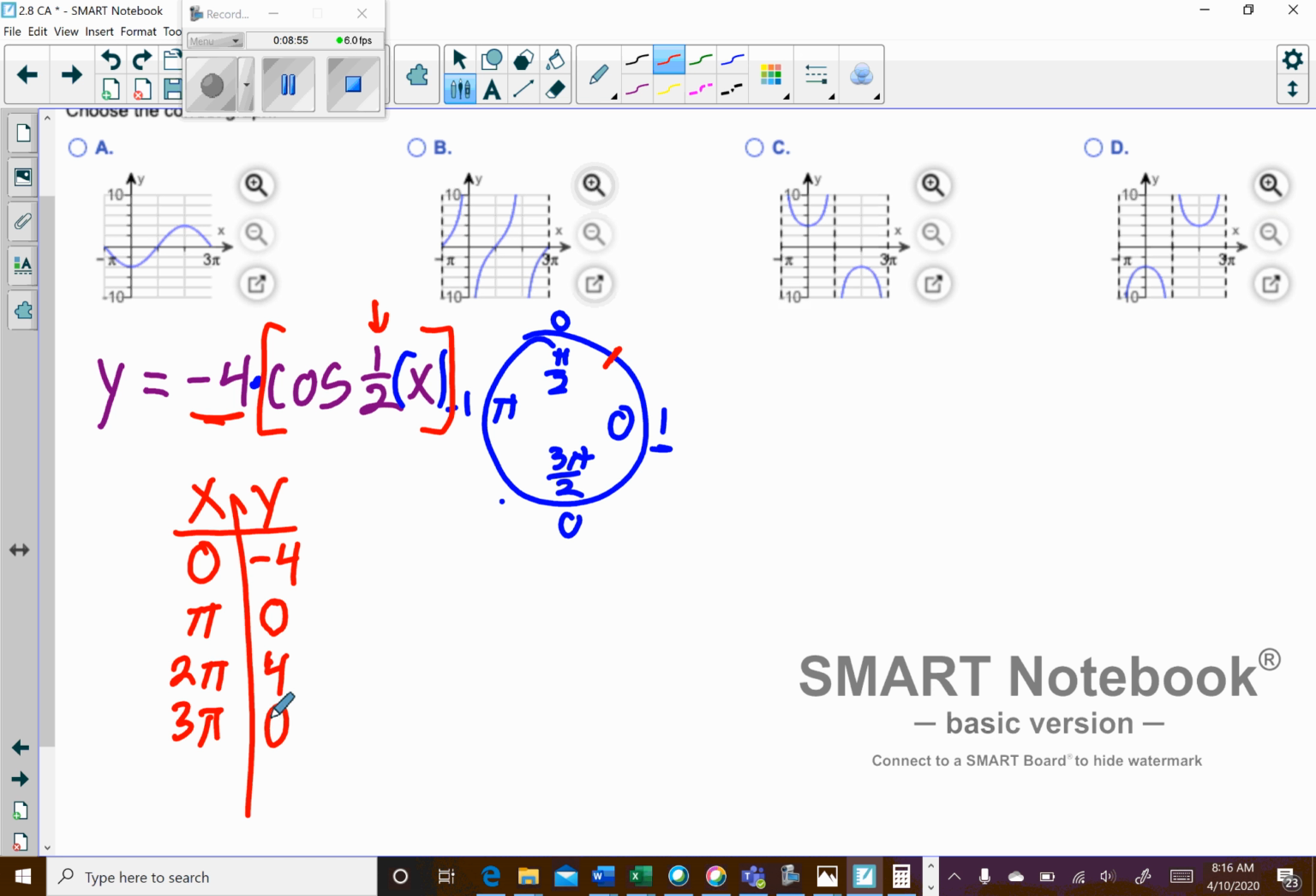Then on our last one, we'll plug in 4 pi, and then half of 4 pi is 2 pi, which is 1 revolution, which will give me a 1. 1 times -4 is -4. Now, what makes this one challenging, as I mentioned at the beginning, is that they're using different parameters, which is fine. It challenges you a little bit more to make sure you understand this.